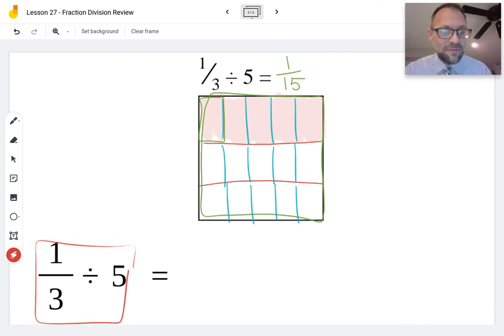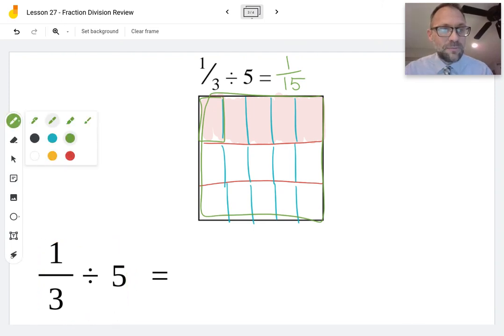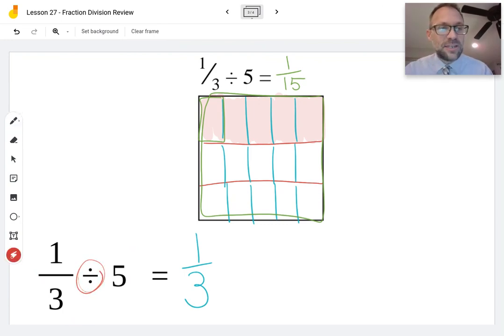1/3 divided by 5. We start by rewriting our dividend, 1/3. We'll turn the division sign into multiplication. And then we will come up with the reciprocal of our divisor. Now, the reciprocal of 5 is 1/5. And the way we know that is because we can write this 5 over 1. Any whole number can be written over 1, and we read it as 5 ones, or 5.